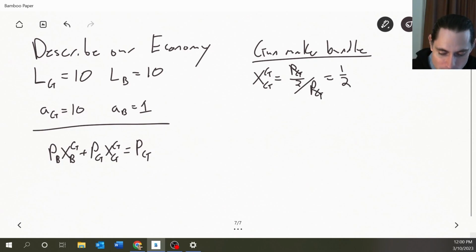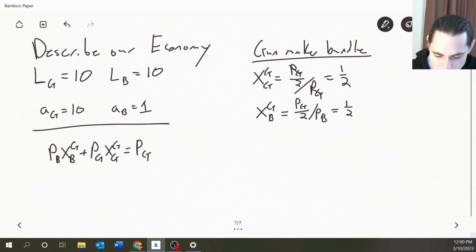How much butter? Well, we can do the same calculation. It's going to be the butter purchased by the gun maker. That's going to be PG divided by 2 again, the amount of money being spent on butter, divided by the price of butter. So it's 1/2 times PG divided by PB. Now let's look at the butter maker bundle.